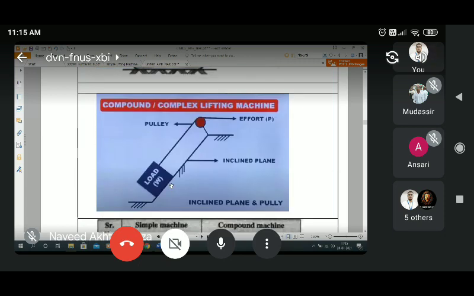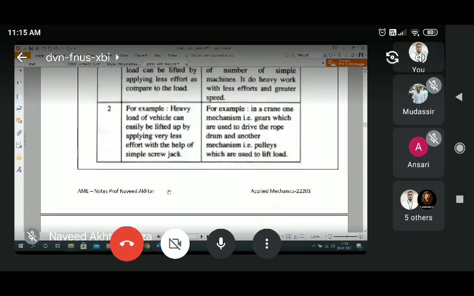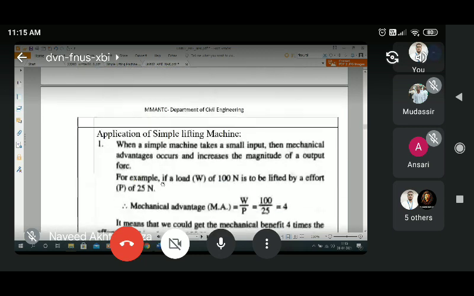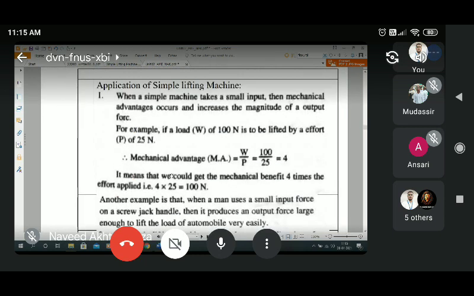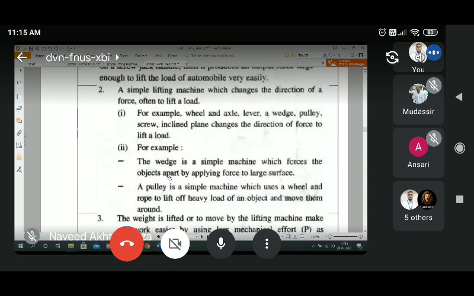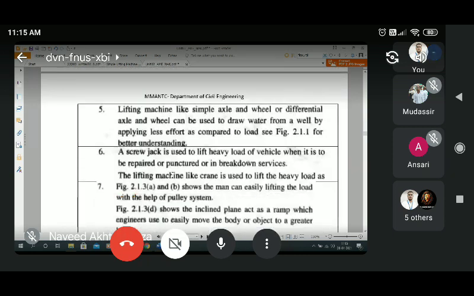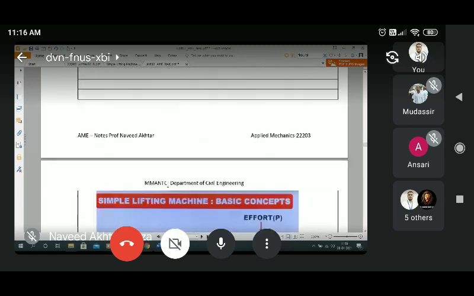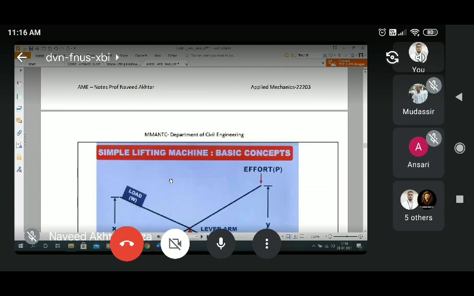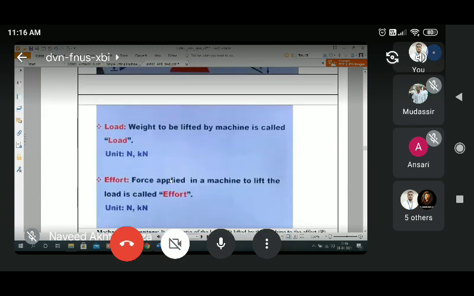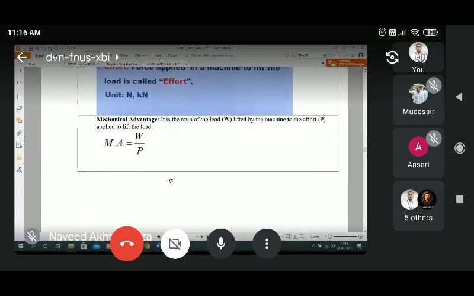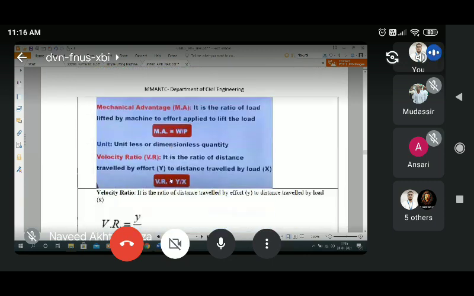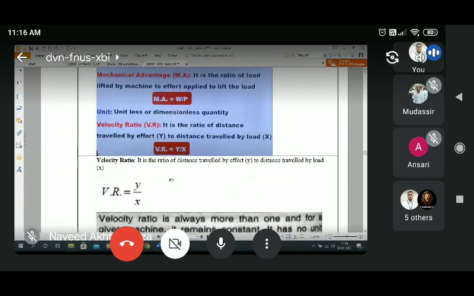If two machines are used for lifting, then that is called a compound lifting machine, and then we have seen the difference between simple and compound lifting machines. Also we have seen the mechanical advantage and some examples of simple lifting machines in the study class. Also the basic concept and definition of load, effort and mechanical advantage we finished yesterday, and we started the velocity ratio.